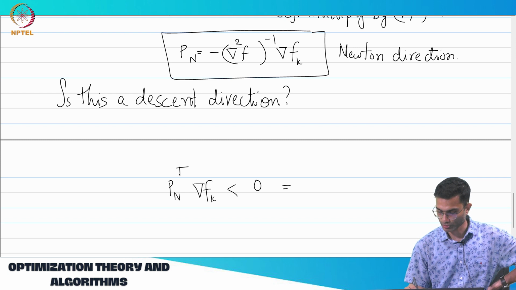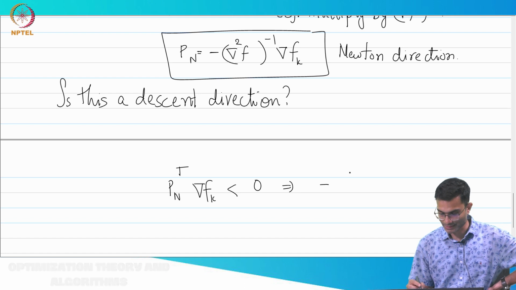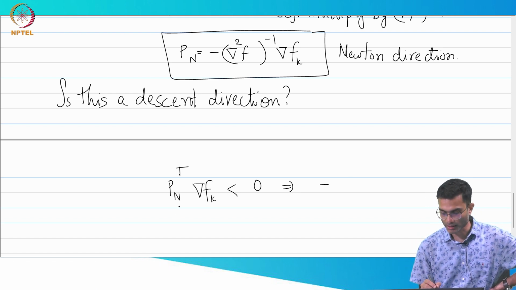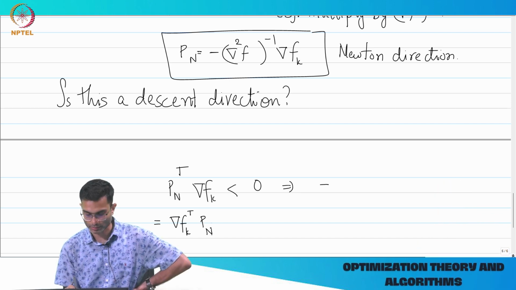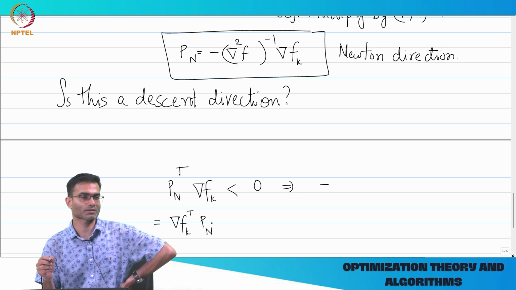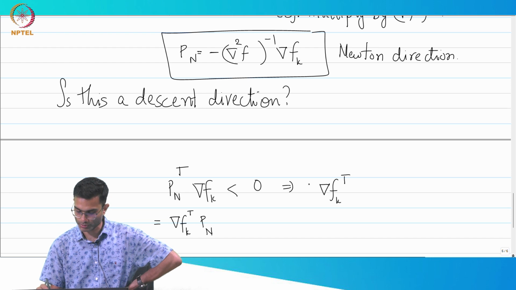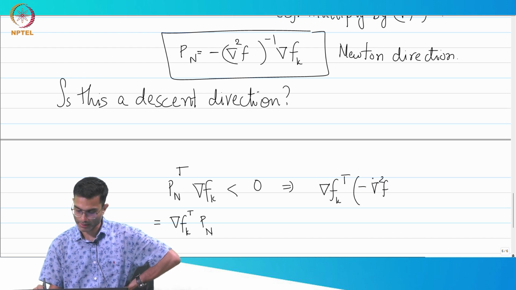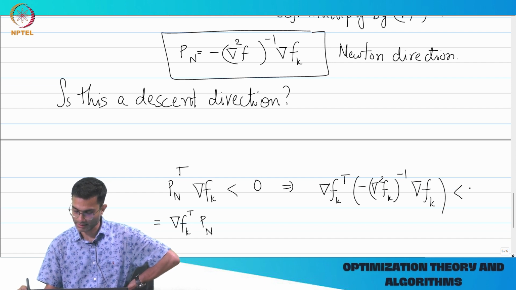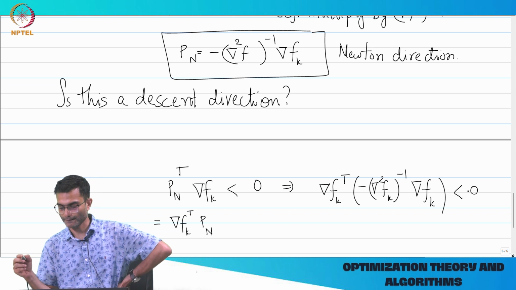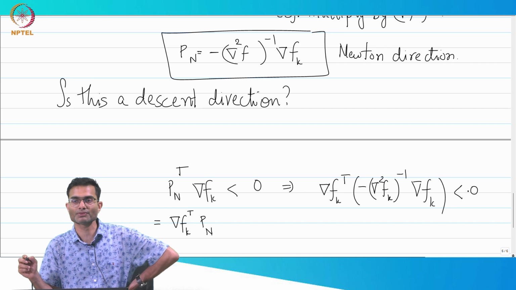So now let's put this in over here. Let's make our life simple. Pn transpose grad fk is the same as grad fk transpose Pn, right? A transpose B is B transpose A. So this implies that grad fk transpose times minus del squared fk inverse grad fk is less than 0. Okay. If I want to move a minus sign to the other side of the equation, what happens?